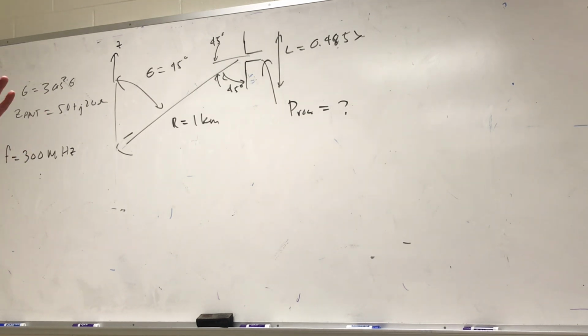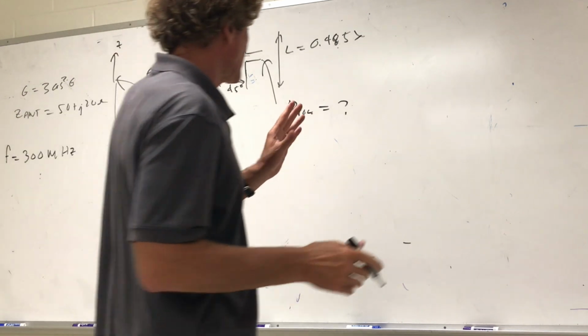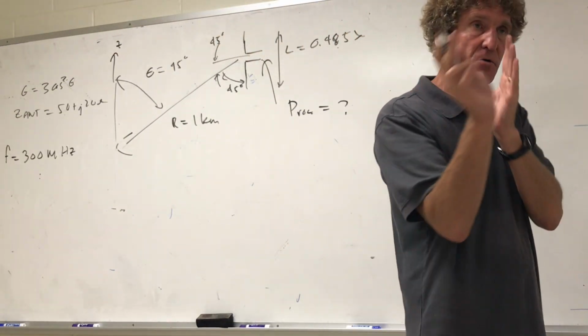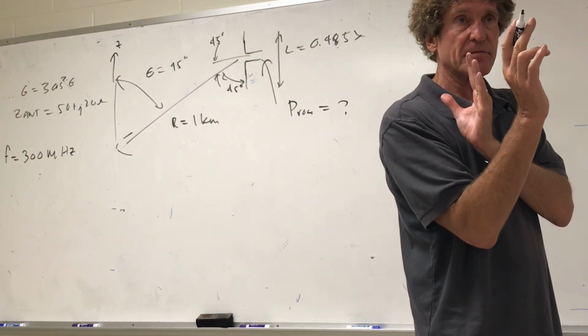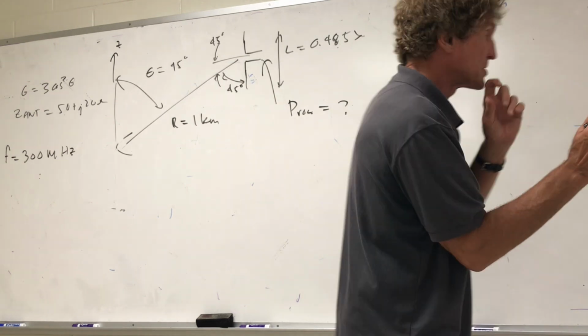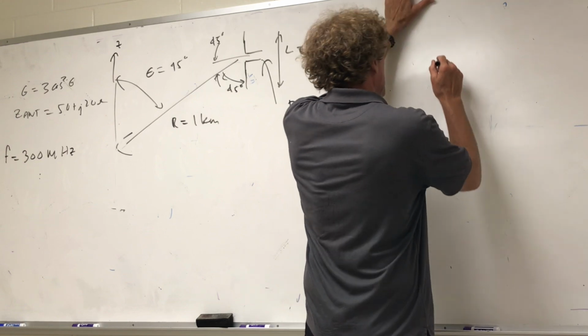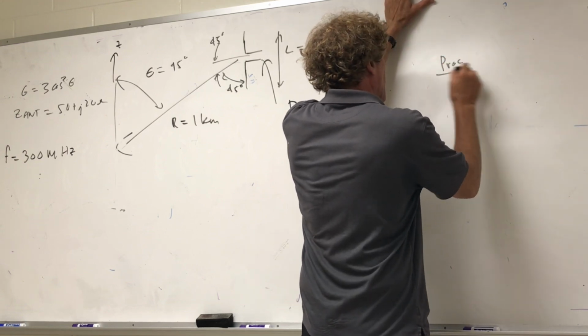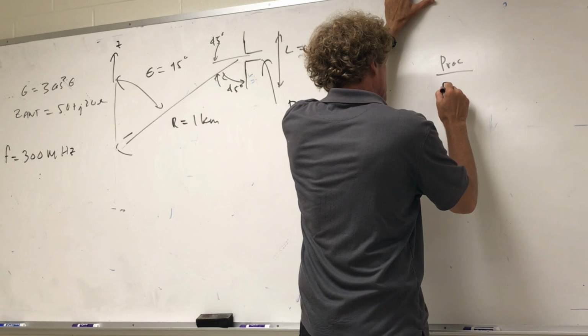So I want to figure out the total amount of power received, not the amount of power that can be extracted, but total received at that. And these are in the plane of the board. There's no tilt angle where you have to take the cosine of the tilt angle and square it. Got me? So if I do this, I know P received over P transmitted.